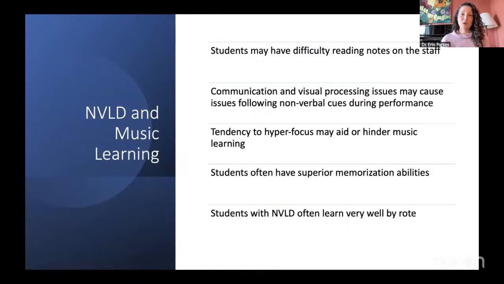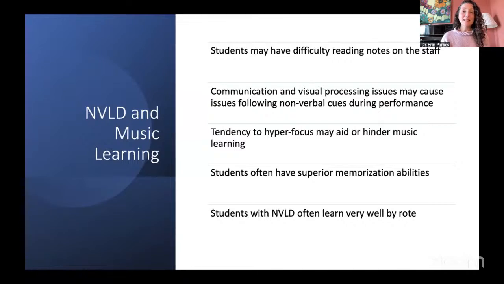Communication and visual processing issues may cause issues following nonverbal cues during performance. So this is maybe less applicable to solo piano performance, but if you have duets or you have an ensemble, there's a lot of nonverbal communication happening in those settings. So the way that you look at each other, make eye contact, and have to feel your beat that way, that can be really challenging for somebody with NVLD.